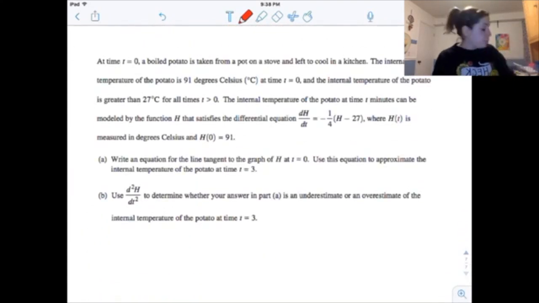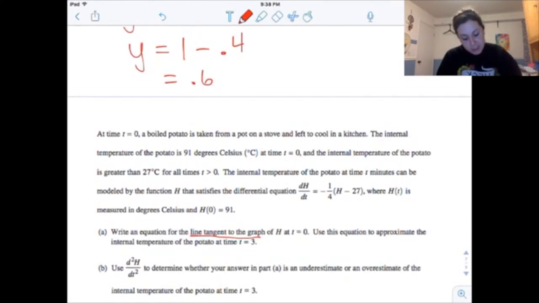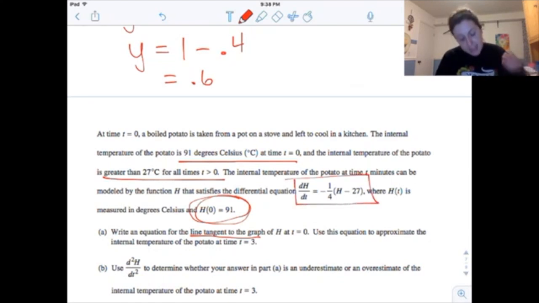Okay, last question. We're going to go potato on this one because this was one we struggled on continually. So it asked me in part A for a tangent line to the graph, and then it asked me to analyze from there. So let's look at this. A potato is being taken from a pot. The internal temperature of the potato is 91 at t equals 0. That is your initial condition, right? And it's greater than 27 for all times t greater than 0. So we know that this is the differential equation it satisfies.